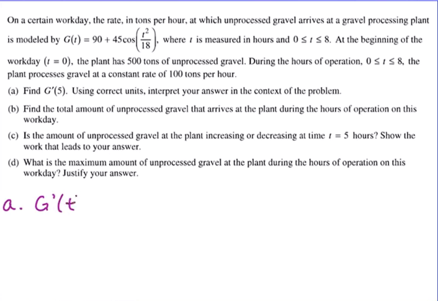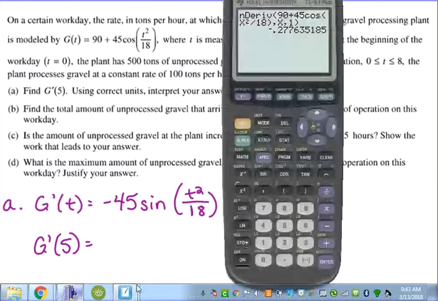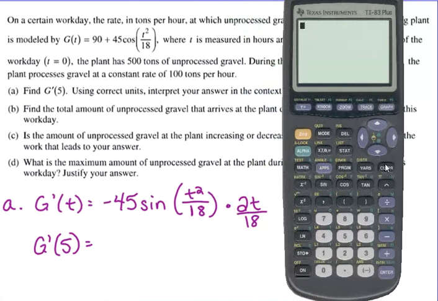G prime of t, the derivative of 90 is 0. The derivative of cosine is negative sine, so that's negative 45 sine of t squared over 18 times, don't forget the derivative of the inside. The 1 over 18 is obviously a constant, times 2t. So that is our derivative. Then we would plug in 5, and I'm just going to let my calculator do this.